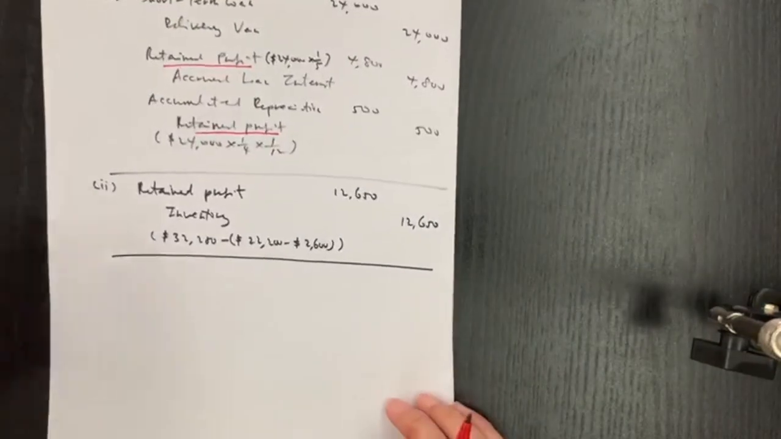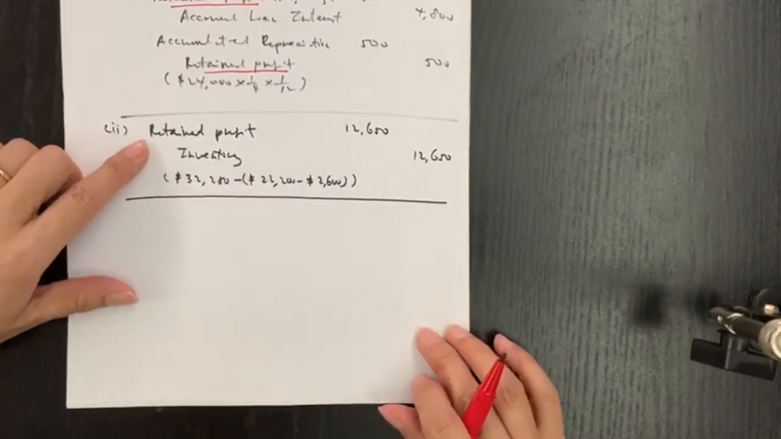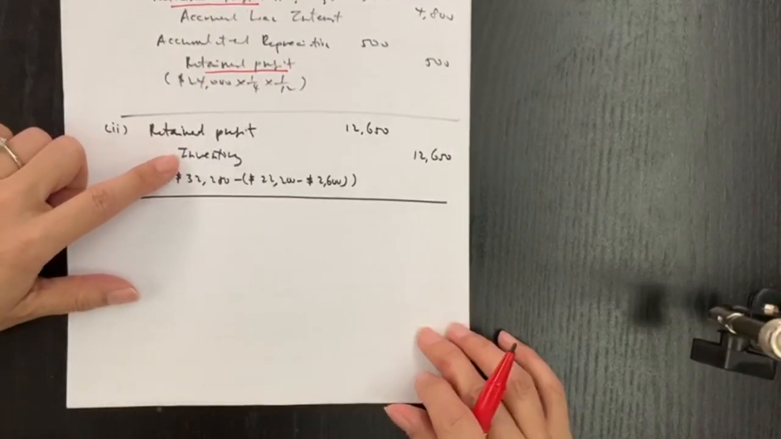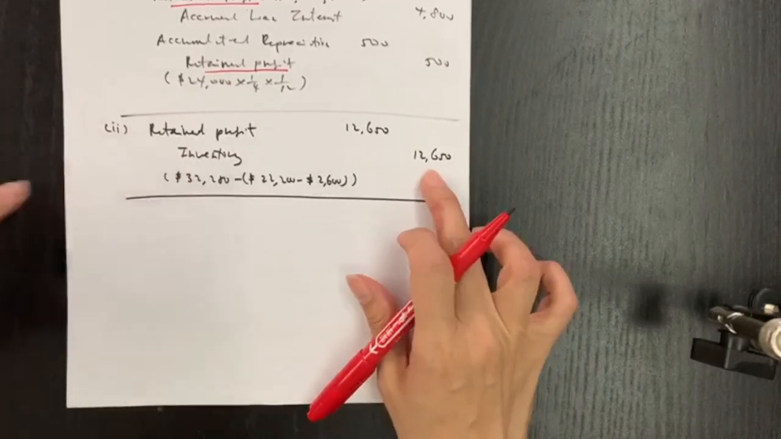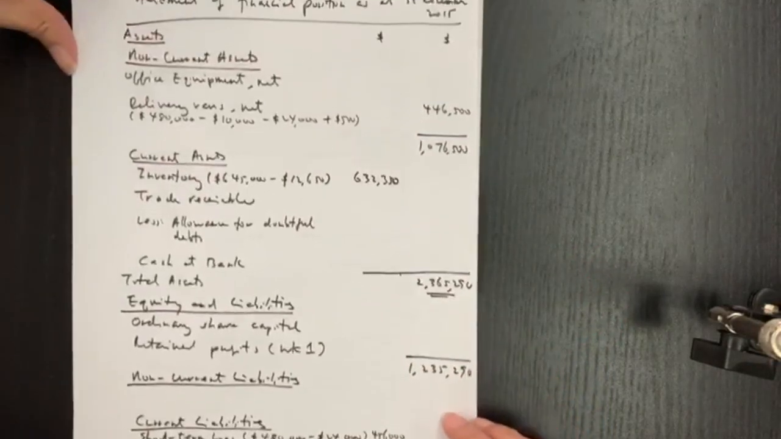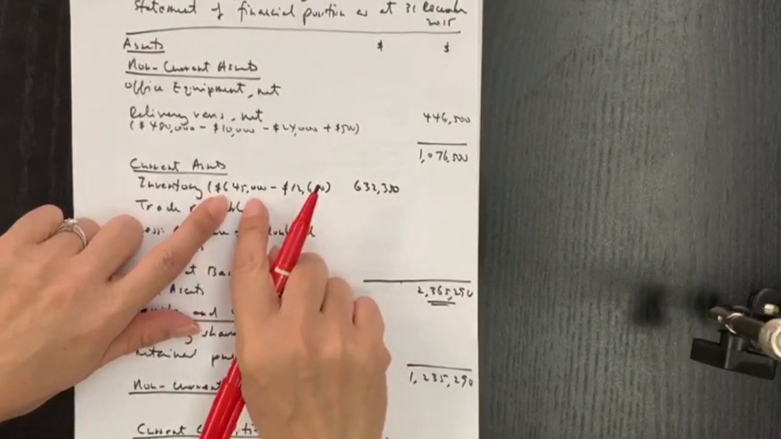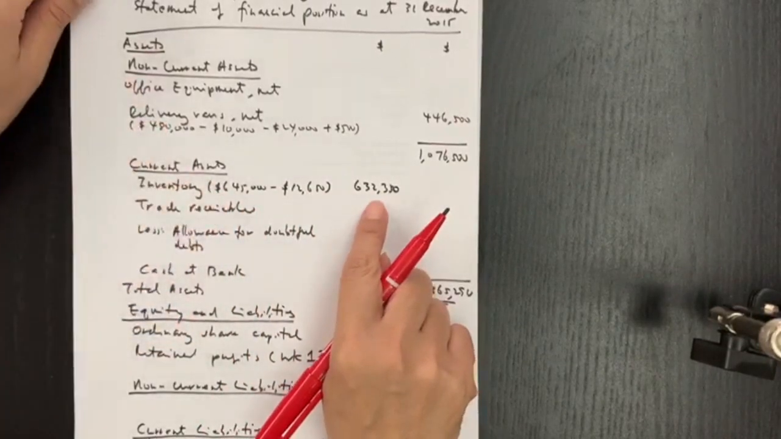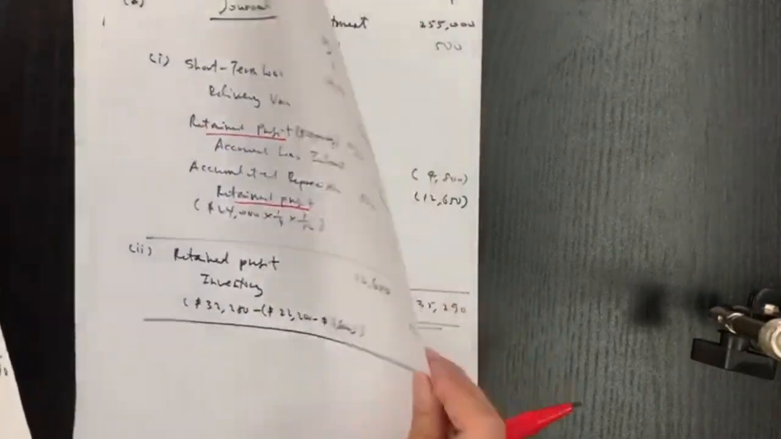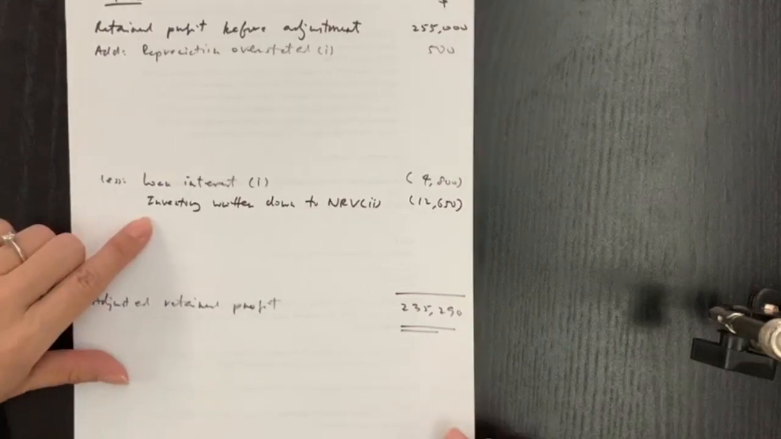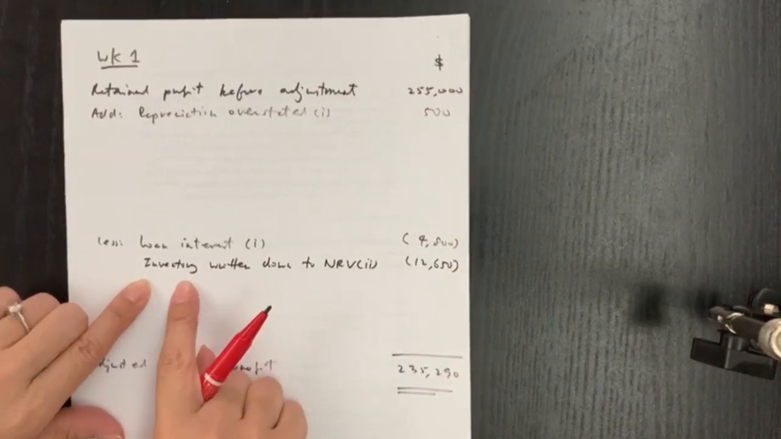Okay, so here is my answer. In part A, we debit retained profits and decrease inventory by this amount. So you can see in the statement of financial position, that's why we minus 12,650 from inventory. So this is just the answer for inventory. And don't forget to debit retained profit, that means we have to minus this in the workings.